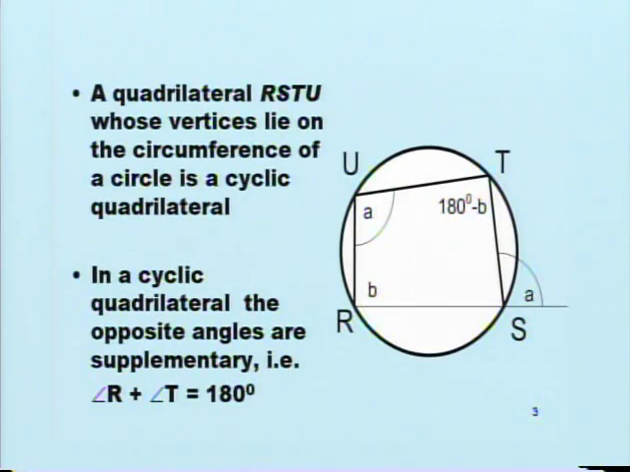A quadrilateral RSTU, whose vertices lie on the circumference of a circle, is a cyclic quadrilateral. In a cyclic quadrilateral, the opposite angles are supplementary. That is, if we add angle R to angle T, we will get 180 degrees. And so for the other pair of opposite angles.